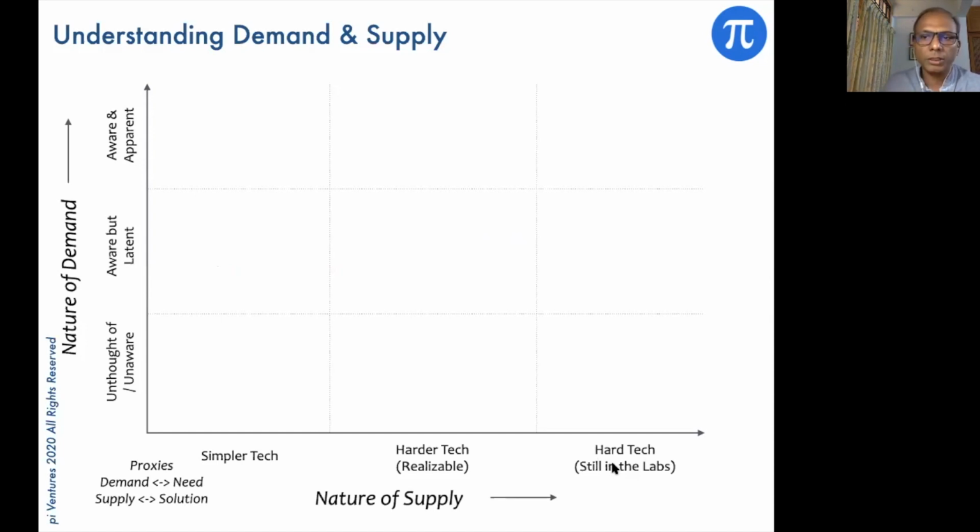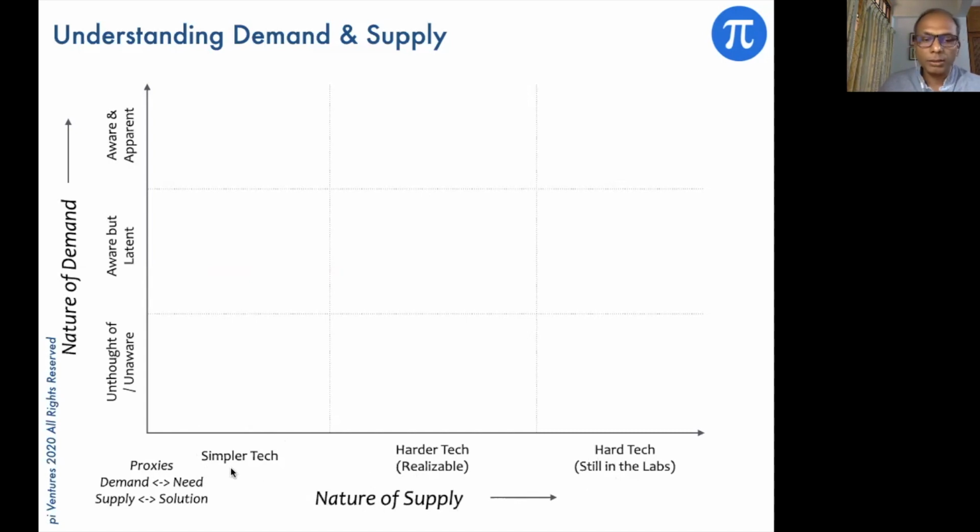And this curve can be a lot richer on both axes, but in the context of deep tech, I have taken these dimensions and I'll come to that. If demand and supply are not vibing with you, then you can use these proxies: demand as a need and supply as a solution, right? And then there are dimensions around it. So in terms of solution or supply, in the context of deep tech again, you could have a simpler tech, a harder tech, and hard tech.